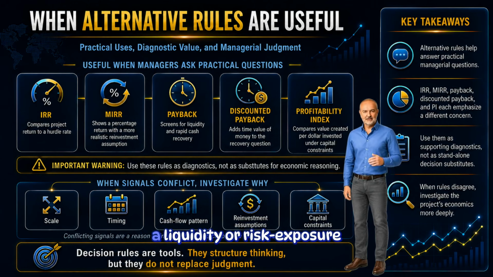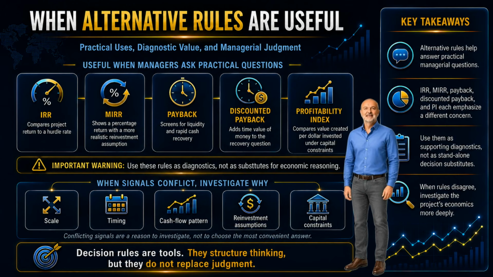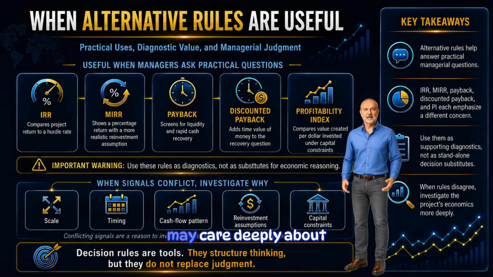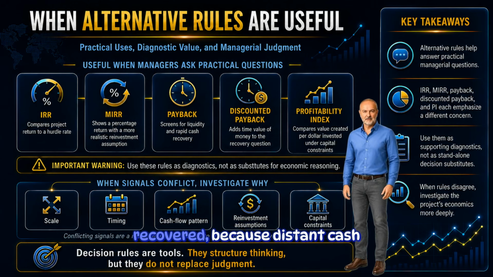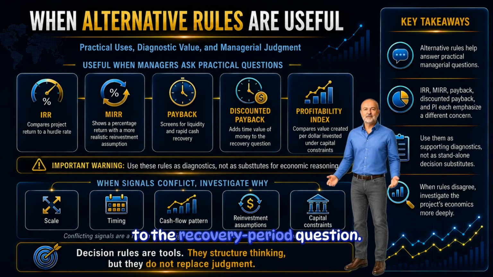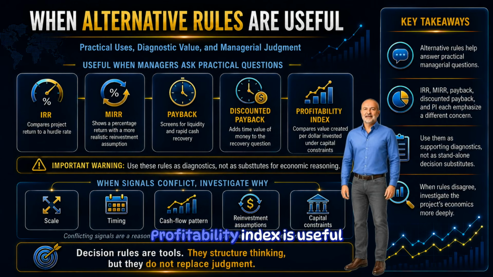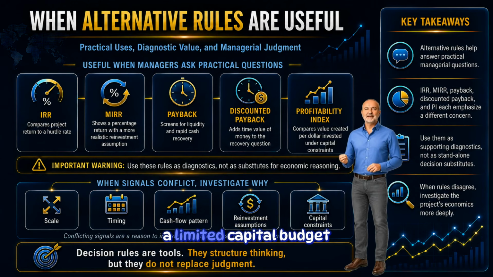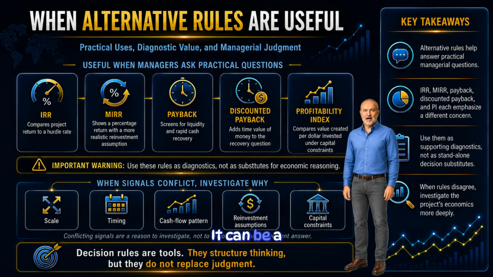Payback is useful as a liquidity or risk exposure screen. In fast-changing industries, managers may care deeply about how quickly cash is recovered, because distant cash flows may be highly uncertain. Discounted payback is useful when managers want the liquidity focus of payback, but also want to account for the opportunity cost of capital. It adds financial discipline to the recovery period question. Profitability index is useful when the firm has a limited capital budget and wants to compare value created per dollar invested. It can be a helpful starting point for capital rationing analysis.